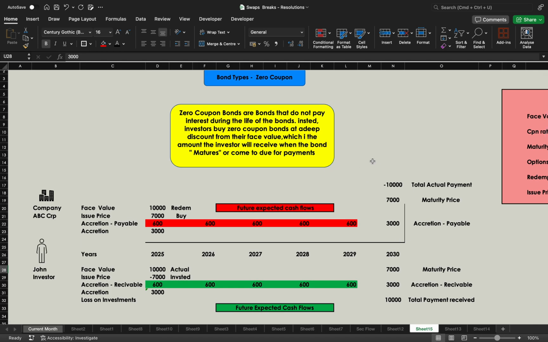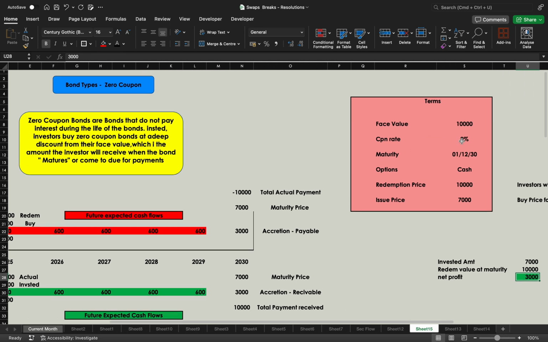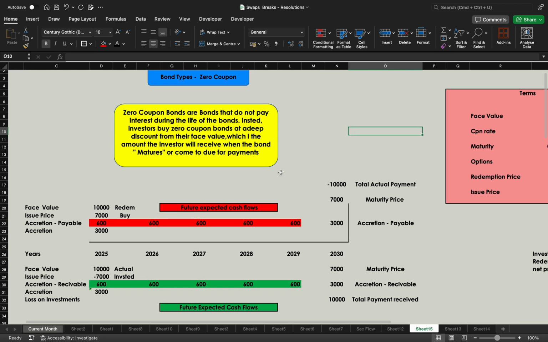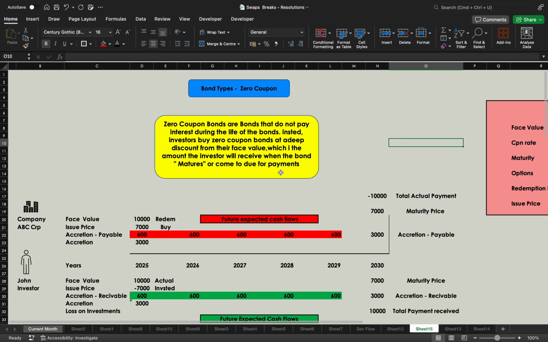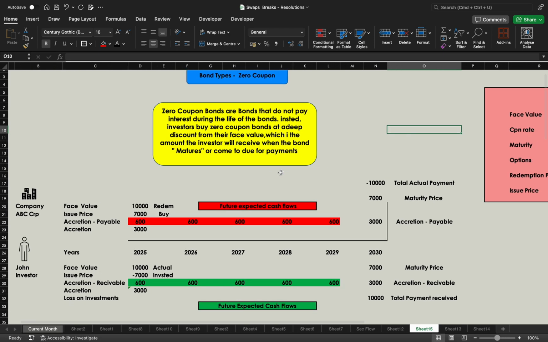When we say zero coupon bond, of course there is no coupon rate, but without benefit, without interest payment, no one will invest. Investors always expect something on investment. Here that something is the discount, which is accretion on investment. So I hope you now understand what a zero coupon bond is and how its flow looks in the system.